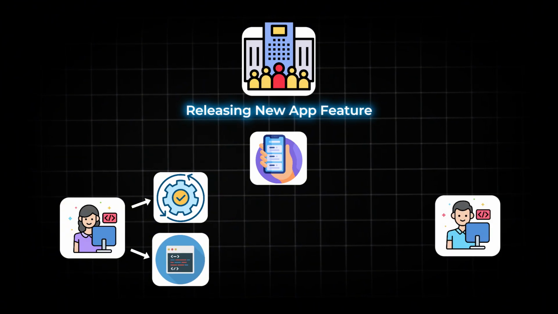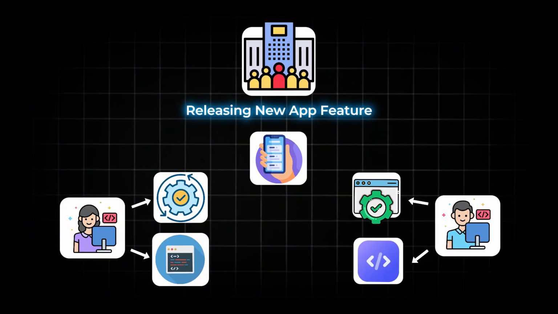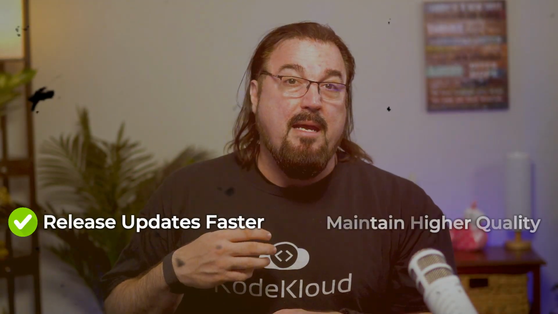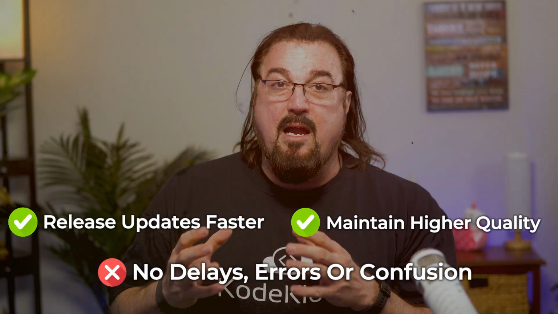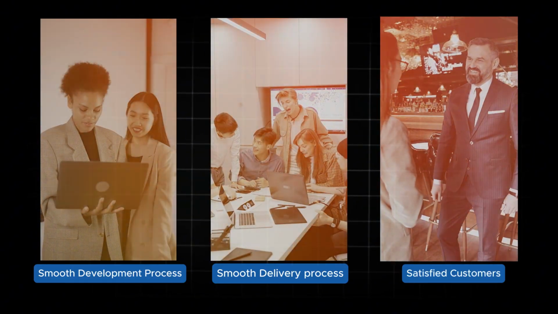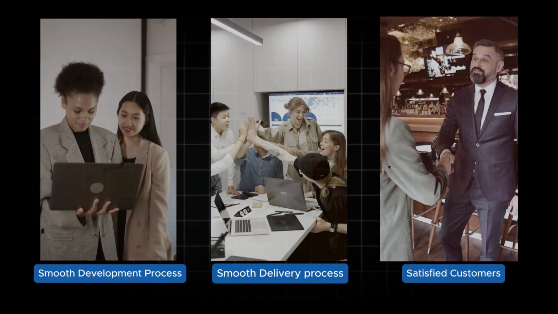But then you have to get Alex to develop both the test and the code and refine the features based on user feedback. And then he's going to commit that to a repository, which Dana's automation is going to pick up and run through the tests that Alex has defined. And if they pass the tests, then it gets released out into non-production and production. This way, you get to release updates faster and maintain higher quality without delays, errors, and confusion. The result? You get a smooth development process, a smooth delivery process, and a feedback loop that hopefully leads to satisfied customers. So that also includes a happy team and happy users.